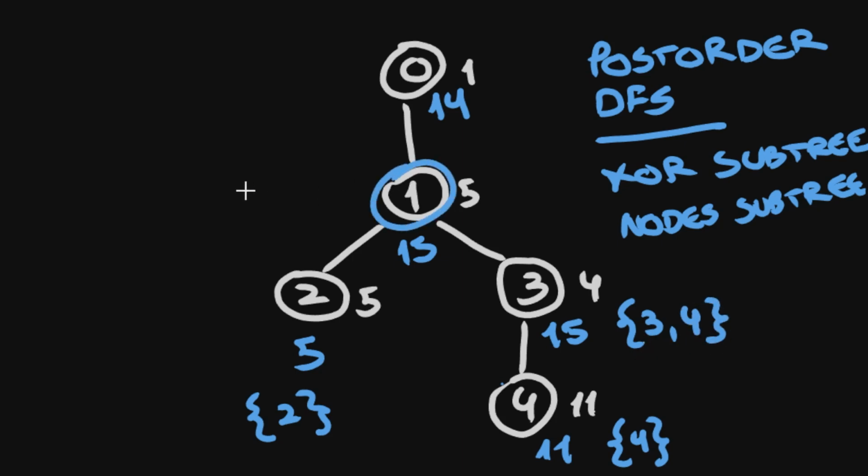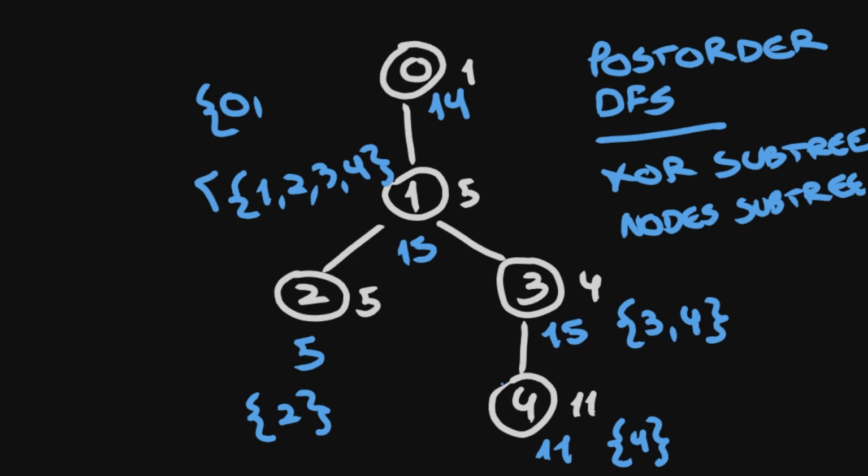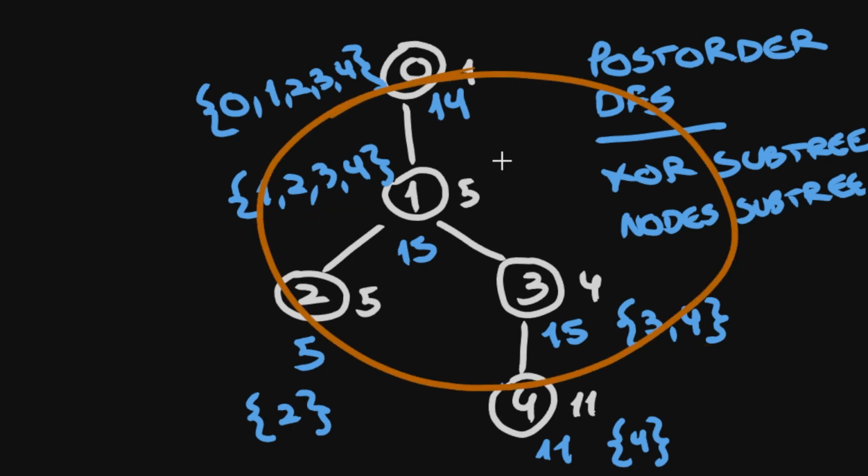Now we are here and we do the same. We return a set with the value for the current node, 1, and we need to add these 2 and 3 and 4. Finally we are here, so we return a set with the value for the current node, 0, and every value in the next level. So here we add 1, 2, 3, 4. And of course we are storing each of these sets in another array. So now we have all the information we need to solve this here.